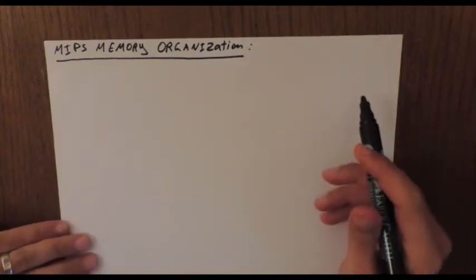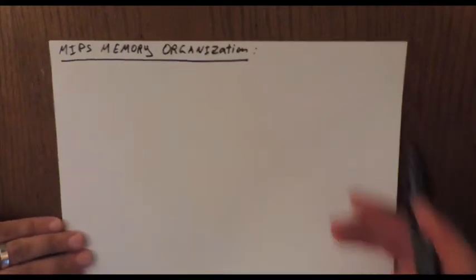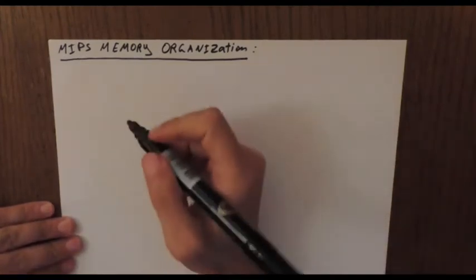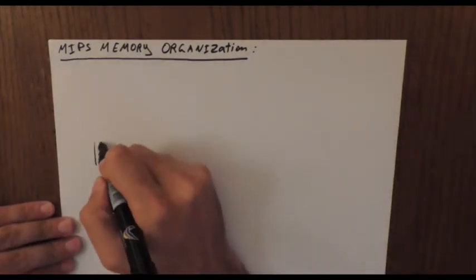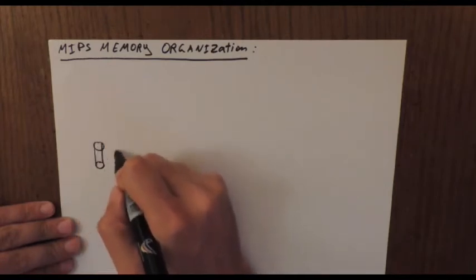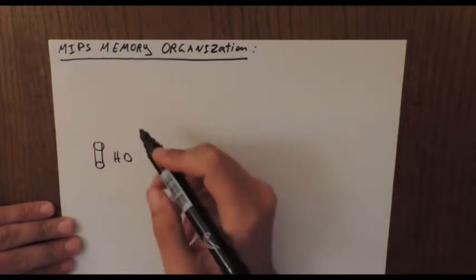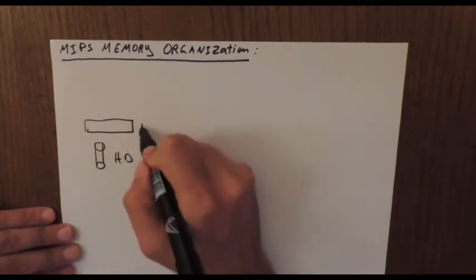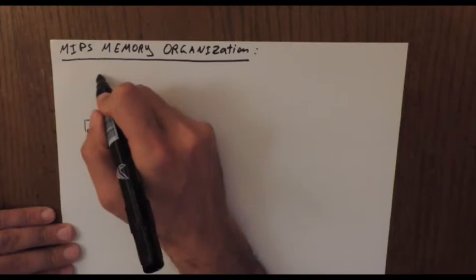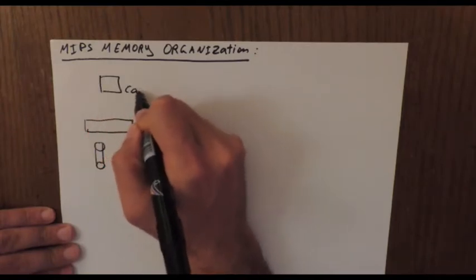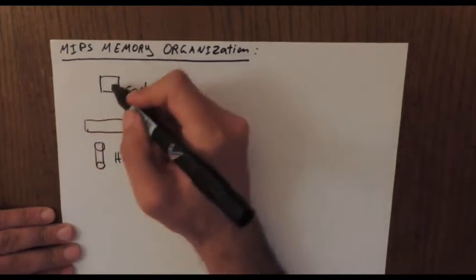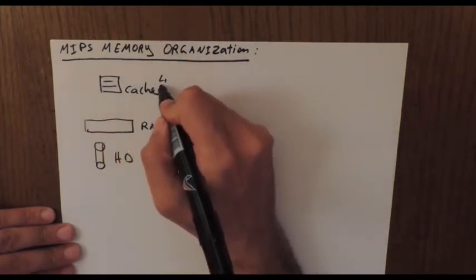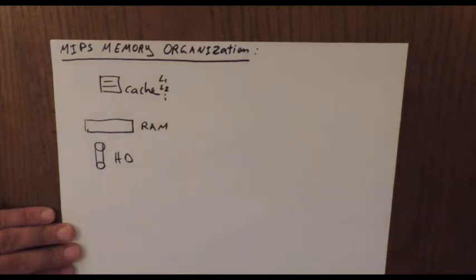Hello everyone, in this lecture we're going to discuss MIPS memory organization. If we take a look at a typical computing system, you notice that you have a hard disk. Now a hard disk can be mechanical or solid state. We have RAM and we have cache, and we can have multiple levels. We have L1 cache, L2, L3, L4.